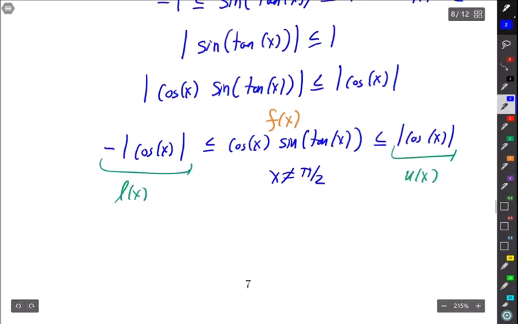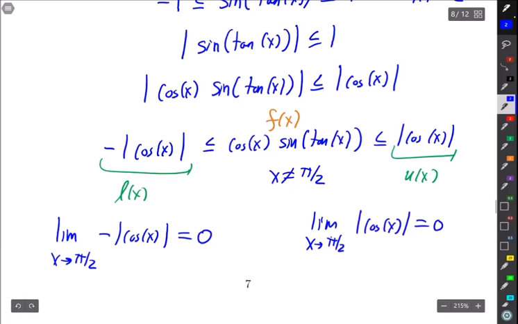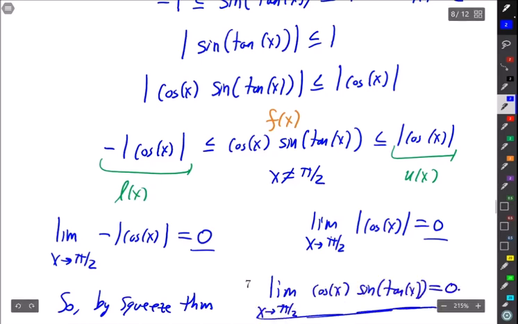Now let's check the limits. So for L, we get that function, and as x goes to pi over 2, cosine of pi over 2 is 0, so this is 0. And similarly for U, this is also 0. Thus, we get the answer we want using the squeeze theorem. These two numbers are the same, and the inequalities are satisfied. So, by the squeeze theorem, the limit as x goes to pi over 2 of cosine of x times sine of tangent x is 0, which is our final answer there.